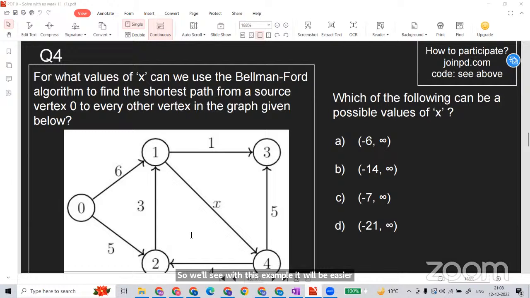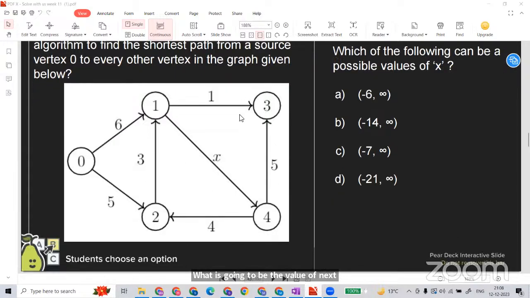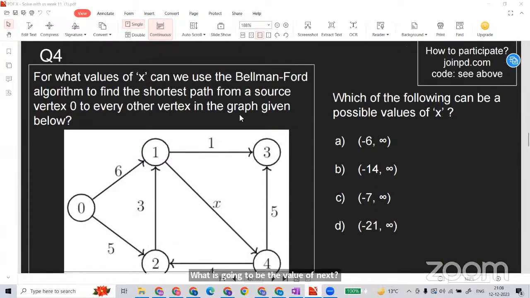For what value of x can we use the Bellman-Ford algorithm to find the shortest path from the source 0 to every other vertex in the graph? What is going to be the value of x? We want to find the value of x by using the Bellman-Ford algorithm. So the value of x would be, it is given in interval form.